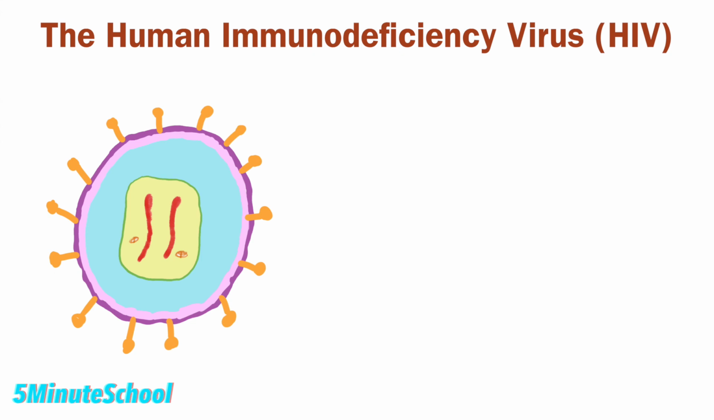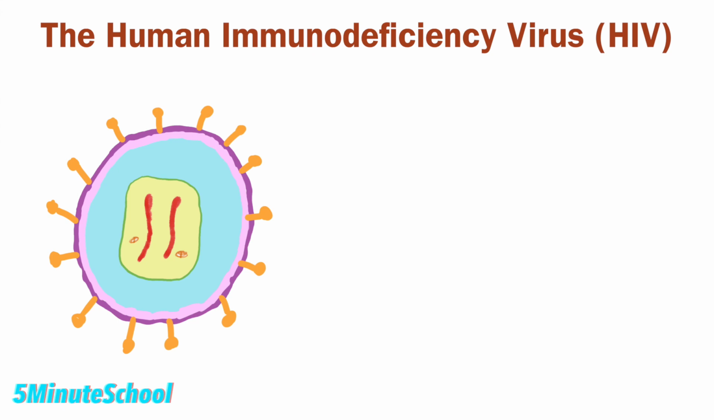So the human immunodeficiency virus is abbreviated as HIV. It's quite a contagious disease, it's a viral disease. We're going to talk about the structure of the HIV virus in today's video, and we're going to go on to talk about how it replicates.